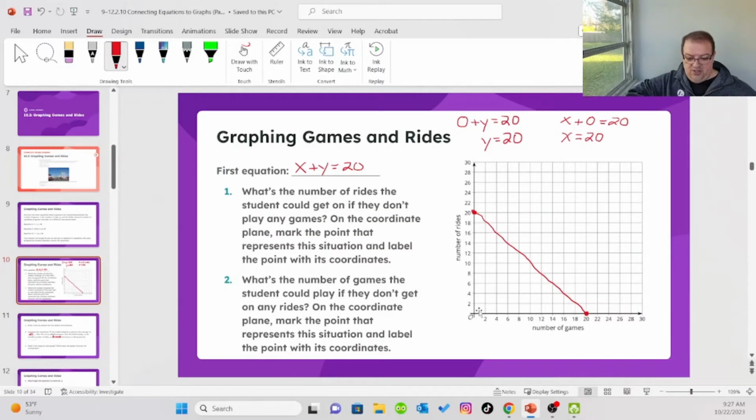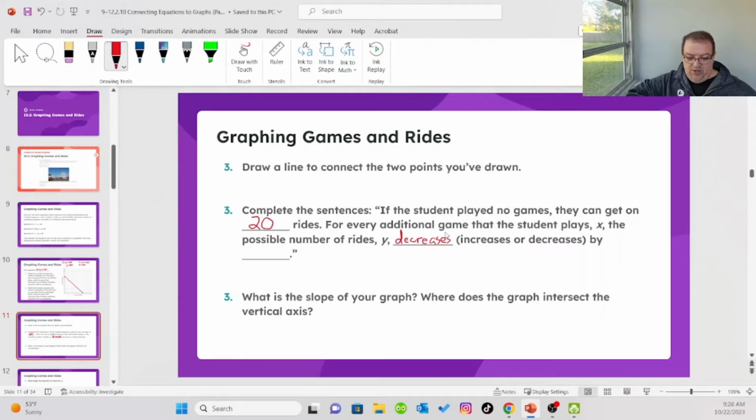Then it wants to know how much it decreases by. So if we look, as I increased games by 2, I decreased rides by 2. So that means every time I increase games by 1, I am decreasing rides by 1. So we can put 1 right here.